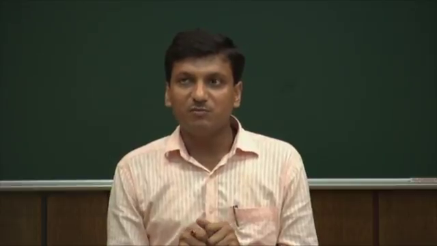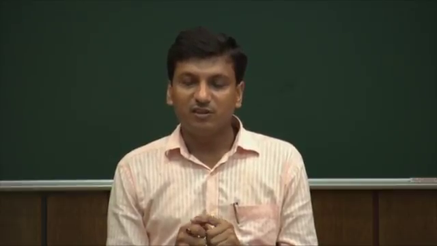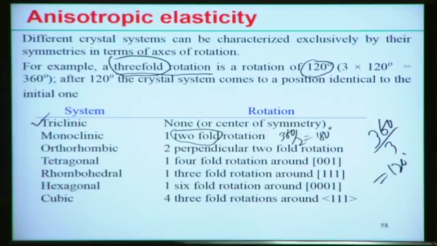So with respect to the specific direction 001, that generally represents along the axis, it is having 4-fold rotation. 4-fold means every 90 degree rotation there is a symmetry in this type of crystal system. Rhombohedral also has 3-fold rotation around 111. Hexagonal has 6-fold rotation around 0001, and cubic has four 3-fold rotations around 111.